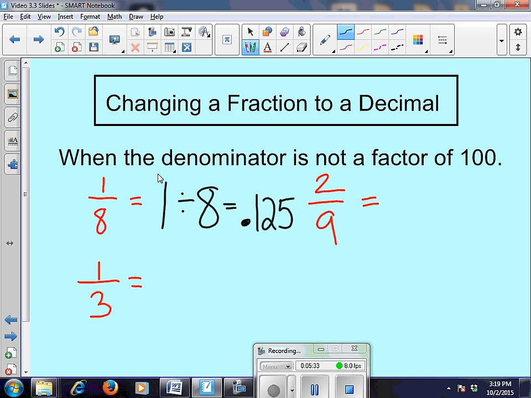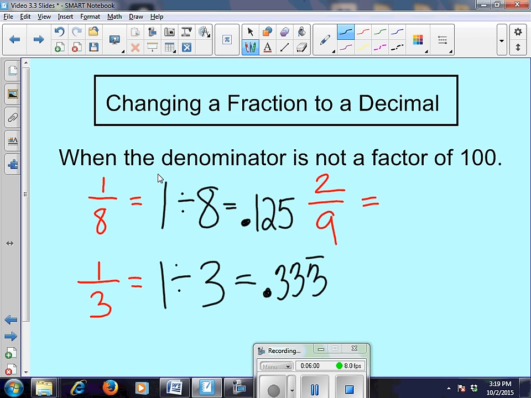Same with 1/3. 1/3 is equivalent to saying 1 divided by 3. And 1 divided by 3 on my calculator, or if you just know that this is a benchmark fraction for you, you'll know that it's decimal point 333, and it continues on, so we put our line above 3 to demonstrate that this is a repeating decimal.